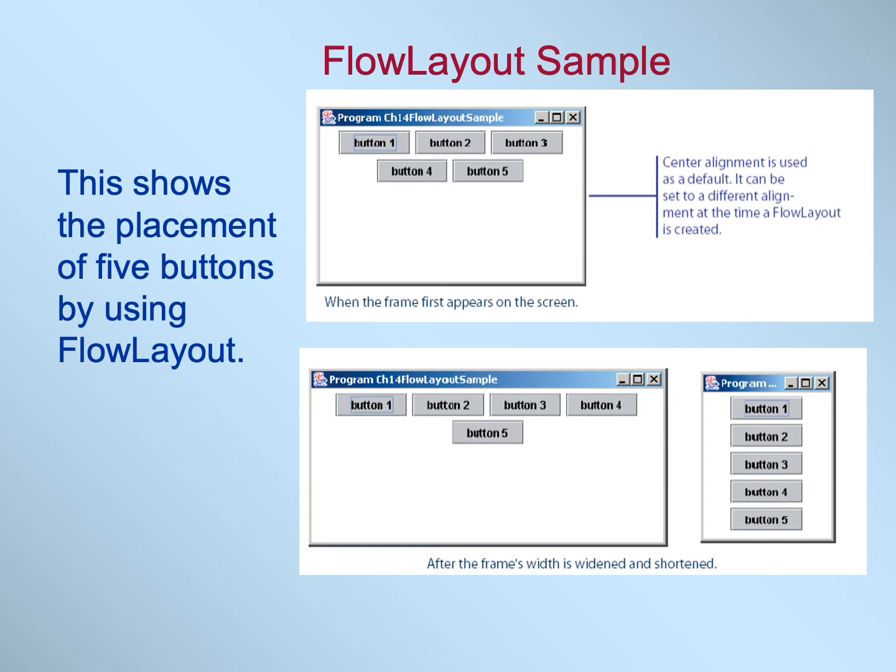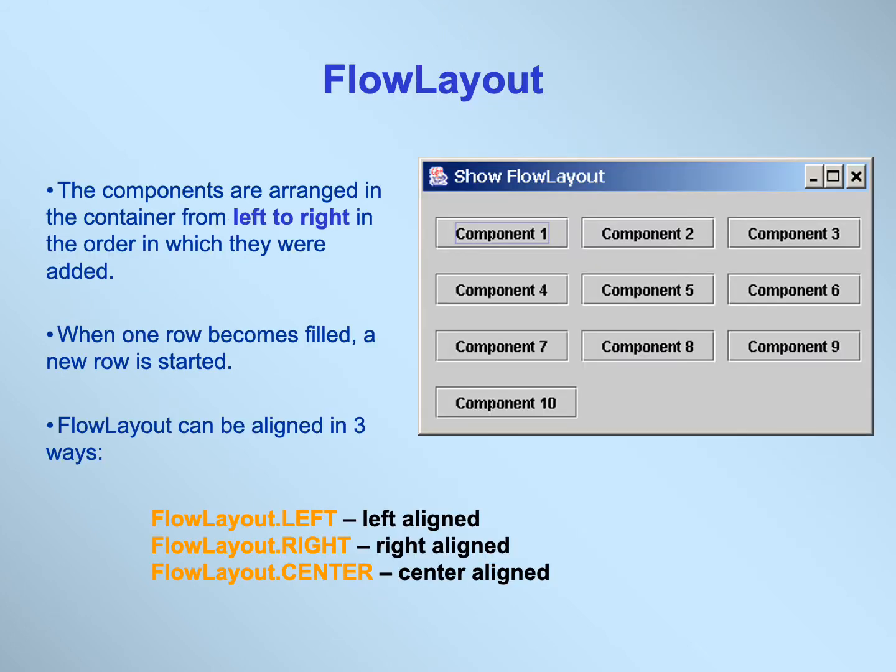FlowLayout example. This slide shows the placement of 5 buttons by using FlowLayout. Center alignment is used as a default. It can be set to a different alignment at the time a FlowLayout is created. We are going to look into the code of it in the next few slides. In the second screenshot below, the buttons' placement is adjusted accordingly when the frame's width is widened or shortened. The components are arranged in the container from left to right in the order in which they were added. When one row becomes filled, a new row is started.